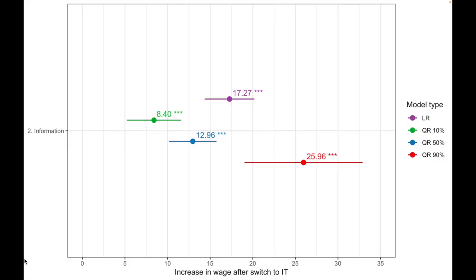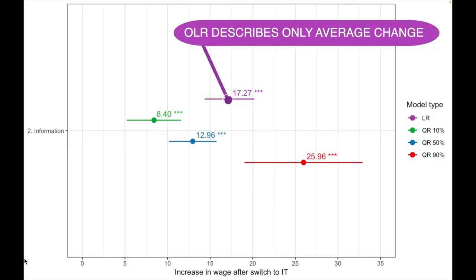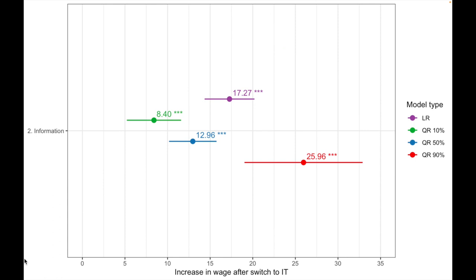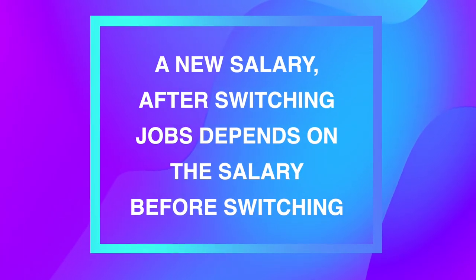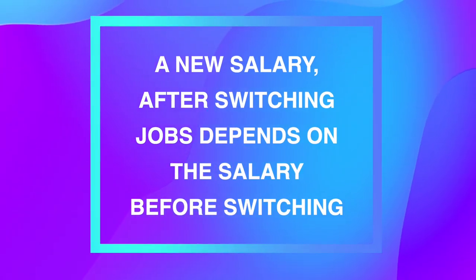What is important here is that while ordinary linear regression describes only an average change in salaries when we switch from industrial to IT job, a quantile regression uncovers what happens after you switch jobs having low, median, or high salary. In other words, a new salary after switching jobs depends on the salary before switching, which makes sense.